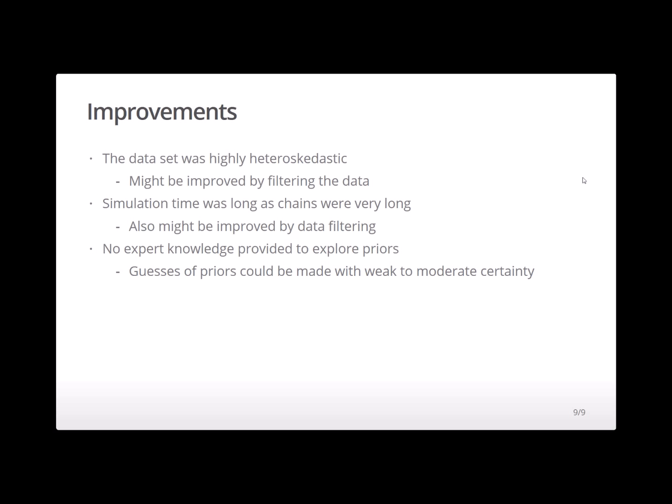There was no expert knowledge provided with this data set that I could use to explore the priors. I could have emailed someone that works at the Department of Human Services or Department of Social Services, but I guess I just didn't. So I ended up using the sampling distributions to estimate my prior distribution. To improve this, I could just take guesses on the prior distributions, and those guesses could be made with weak to moderate certainty, just to explore what sort of effect the priors would have on the posterior distributions.